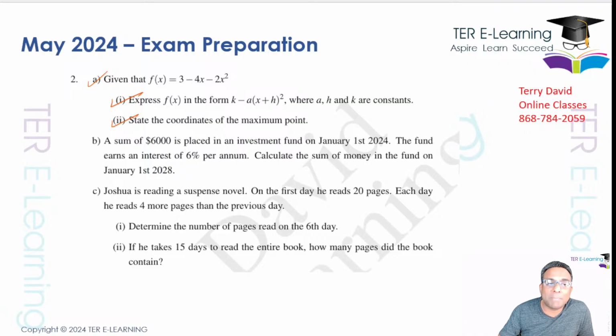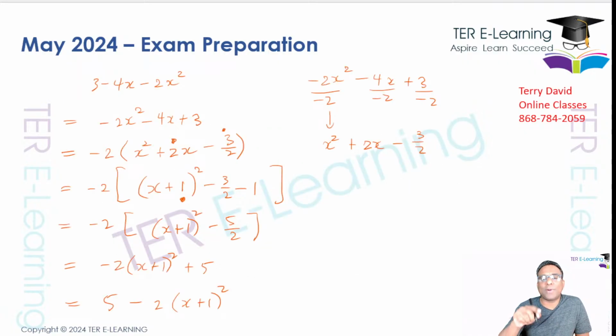State the coordinates of the maximum point. Could you all write down in the chat here for me, what are the coordinates of the maximum point? Because even though that seems simple, some students get it wrong. I've seen plenty correct answers here. Not everybody has the correct answer.